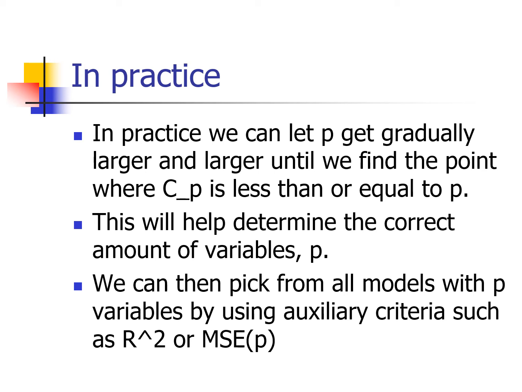We keep going until we finally find the point where Mallows' Cp is less than or equal to p. The first time we hit that point, boom, that's our optimal number p. So say that happens at p equals 3, then that's basically saying our optimal model is a 3-variable model. Once we've made that decision, we could use some secondary criteria like R-squared or MSE to say, okay, of all the 3-variable models, which one do I think is the best? So that's one possible approach to picking our best model.